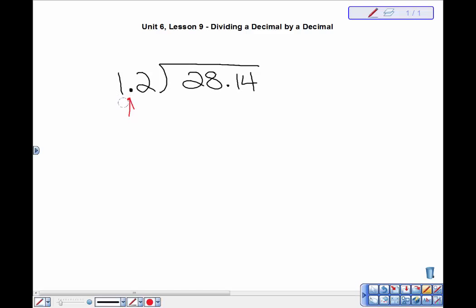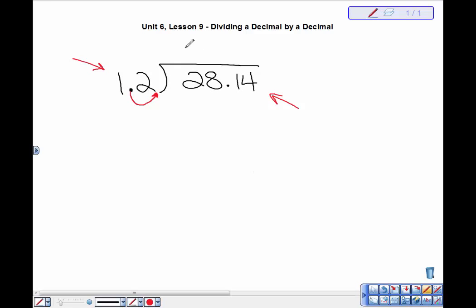Here's what I want to do. I want to make this a whole number. So in order to make this a whole number, I need to get rid of that decimal. And in order to get rid of that decimal, I'm going to move it over to the end of my number. And if I put it there, I end up with 12. So I would just have regular old 12. Now, whatever we do on the outside of the doghouse, the rule is we have to do the same thing on the inside of the doghouse.